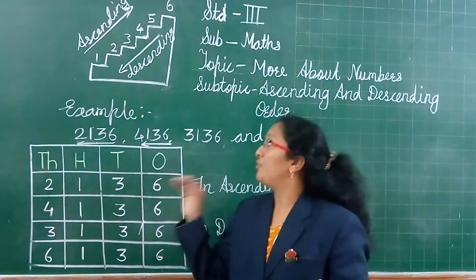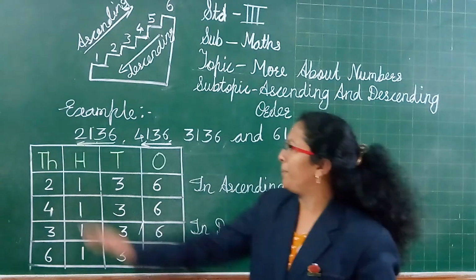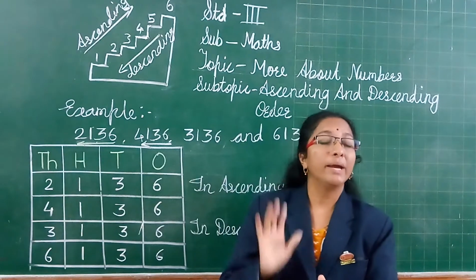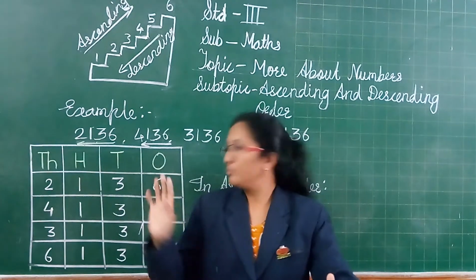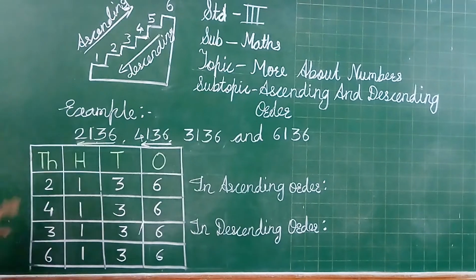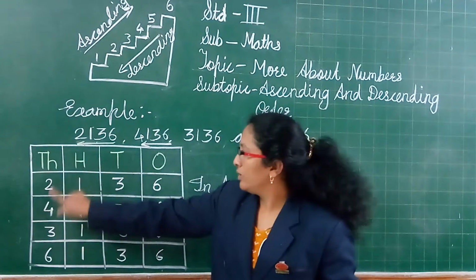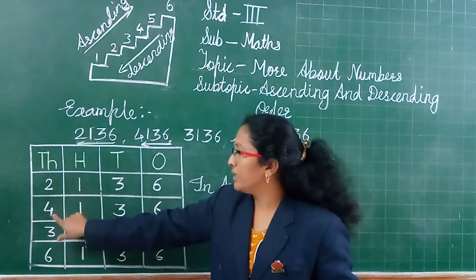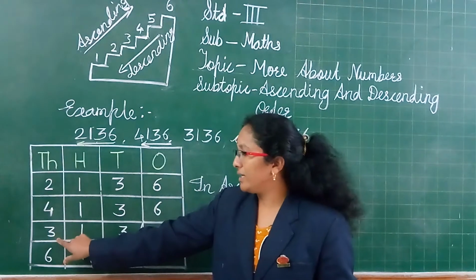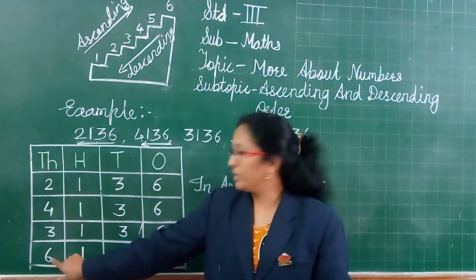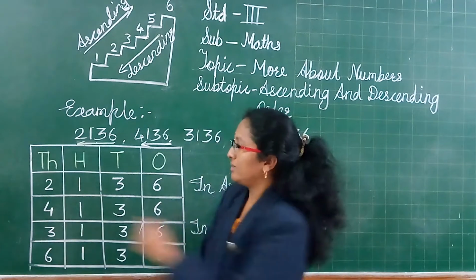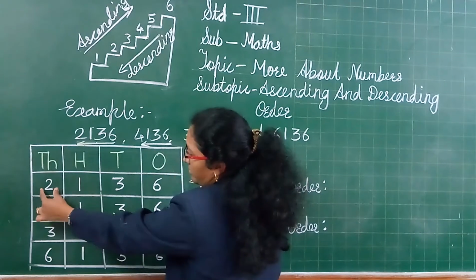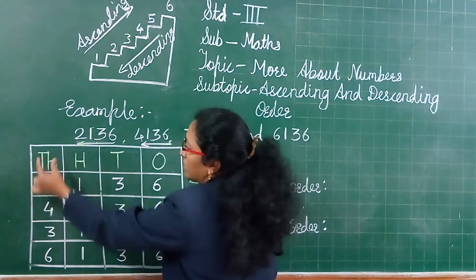So for finding the smallest and the biggest number, we should compare the 1000's place, because all are 4-digit numbers. See here, in the 1000's place, the first number has 2. The second number has 4 in the 1000's place. In the third number, there is 3. And in the fourth number, there is a 6. Okay. See here, which one is the smallest? This 2 in the 1000's place is the smallest. That is, 2000 is the smallest.